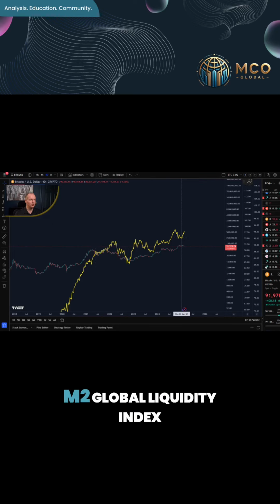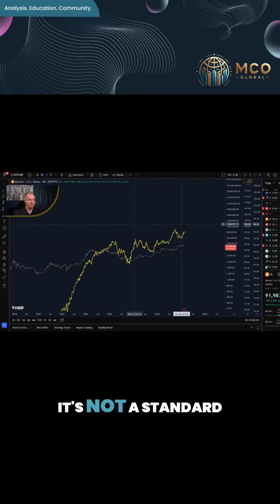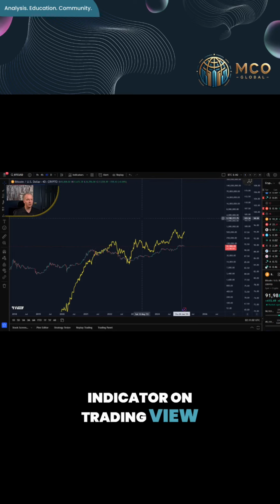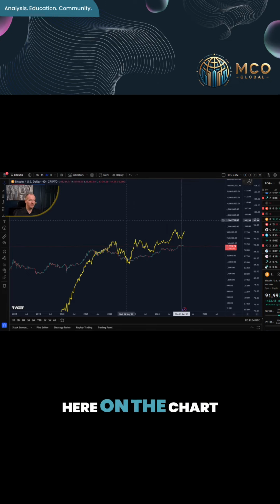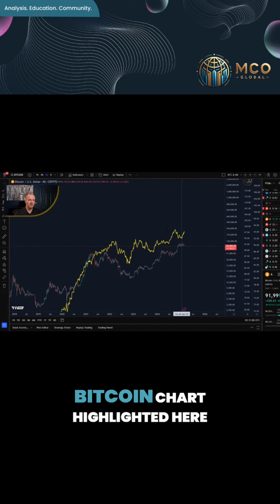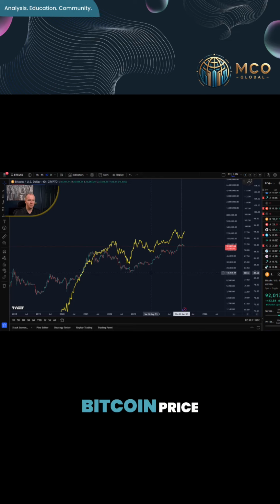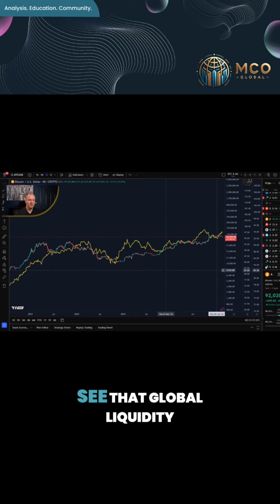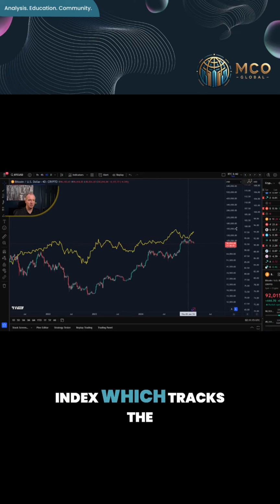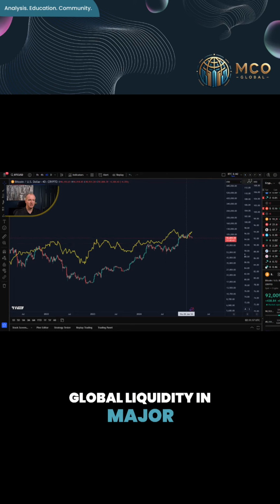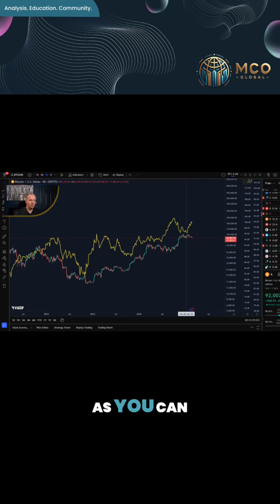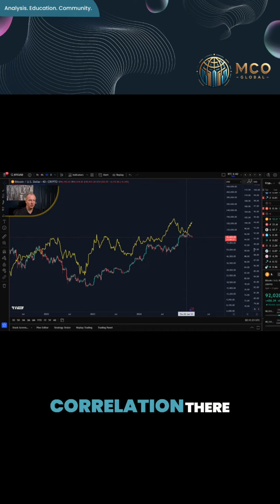This is the M2 Global Liquidity Index. It's not a standard indicator on TradingView, but what you see here on the chart is not only that, you also see the Bitcoin chart highlighted here. This is the Bitcoin price, and in yellow, you see that Global Liquidity Index, which tracks global liquidity in major economies. And as you might see, there is a certain correlation there.